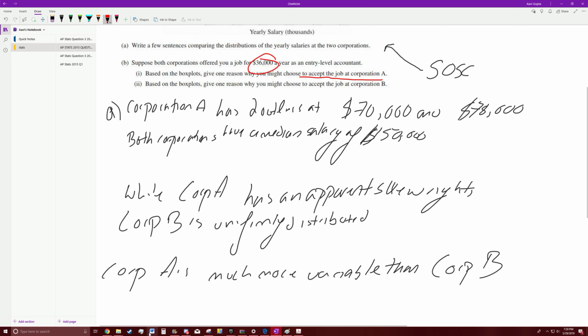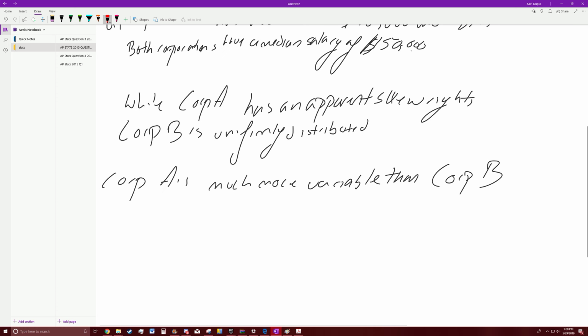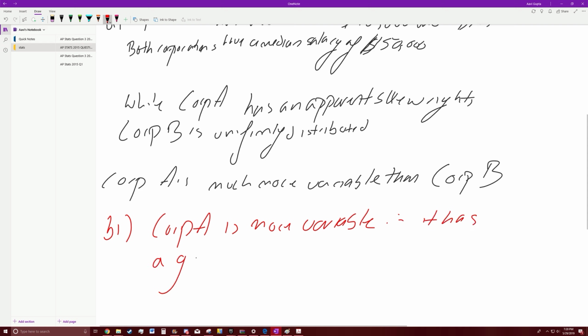So let's scroll down and write that down. B1. Corp A is more variable. Therefore, it has a greater margin of growth than B.